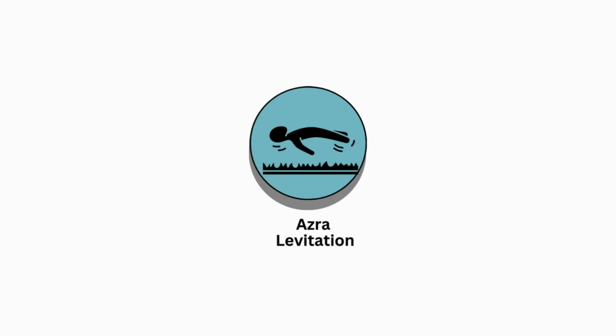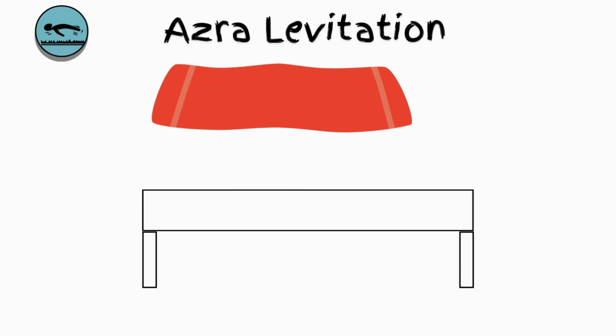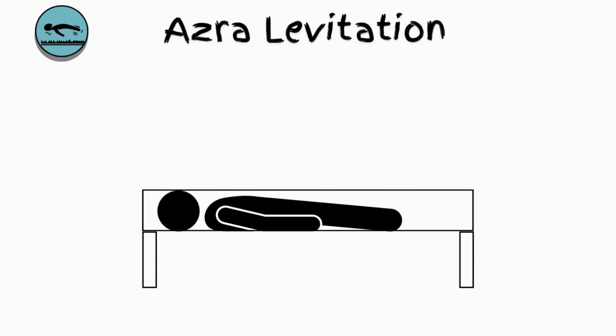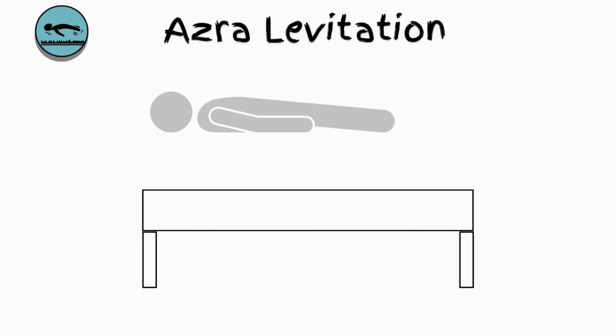Azra levitation. The assistant appears to rise into the air while lying on a bench, then vanishes when the covering cloth is removed. In reality, the assistant slips into a hidden compartment within the bench, and a wire frame takes her place to create the illusion.